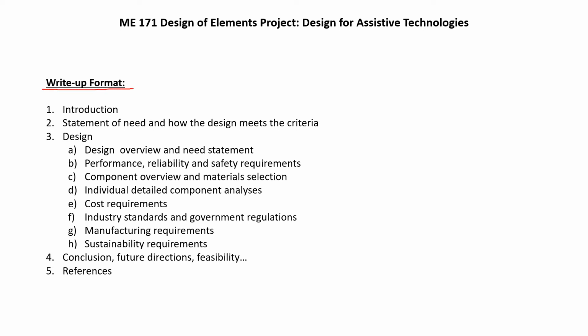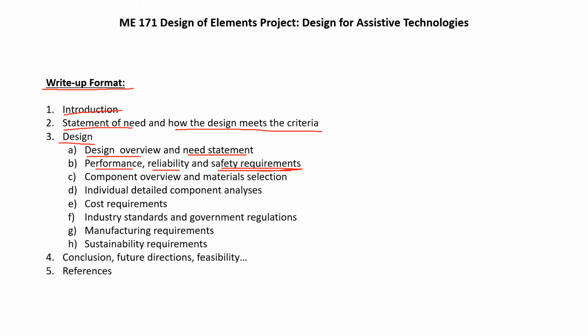So for the write-up format, what this is going to include is an introduction, then a statement of need and how the design meets the criteria. Then you're going to get into the actual design. Within that, you're going to talk about the design overview and the need statement, performance, reliability, and those safety requirements. So again, you can see this is happening right from the beginning, talking about that safety.